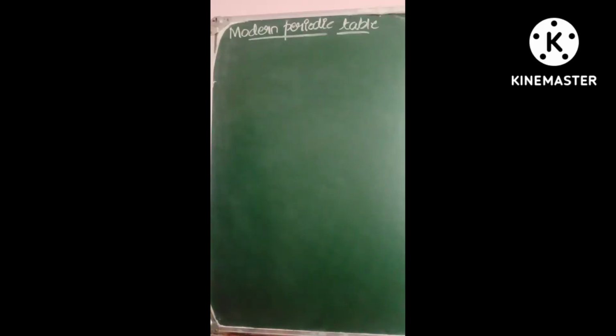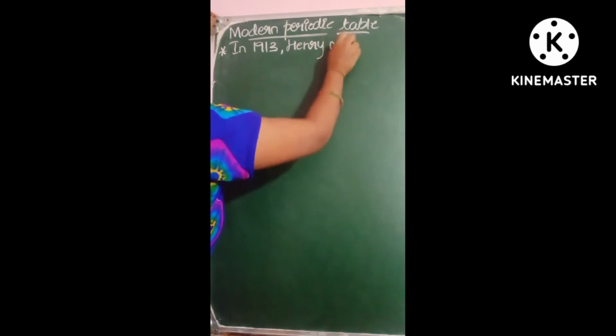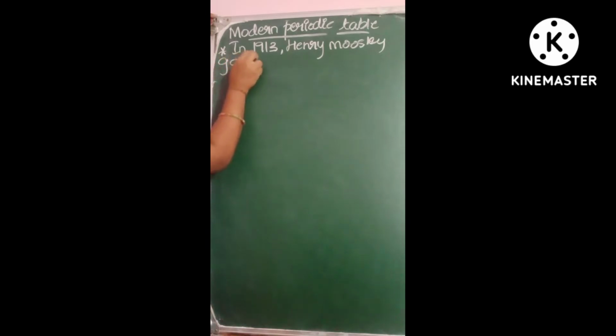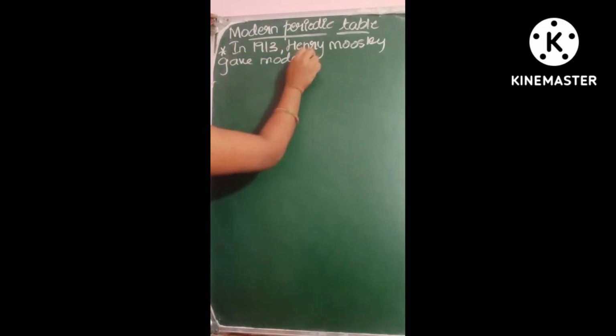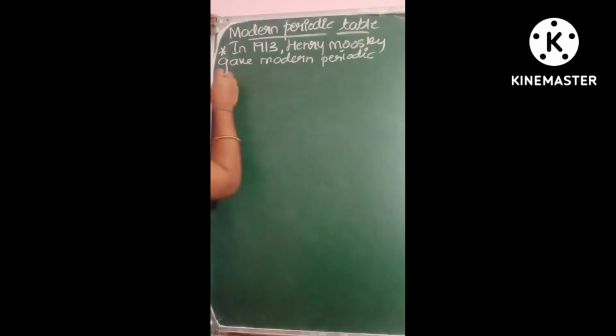The next classification is the modern periodic table. The modern periodic table was given by the scientist Henry Moseley in the year 1913. He gave the modern periodic table.